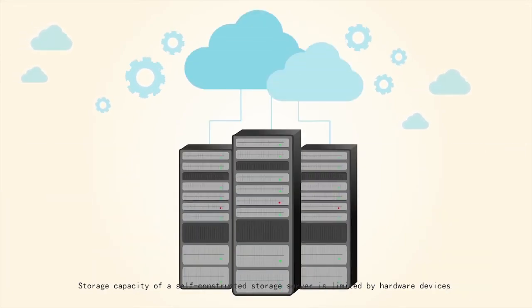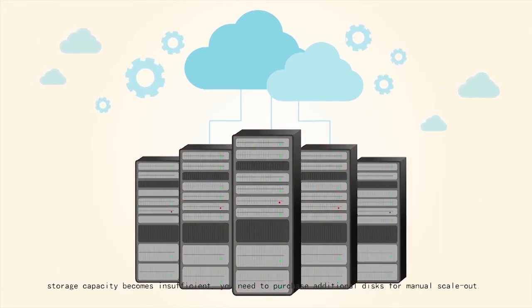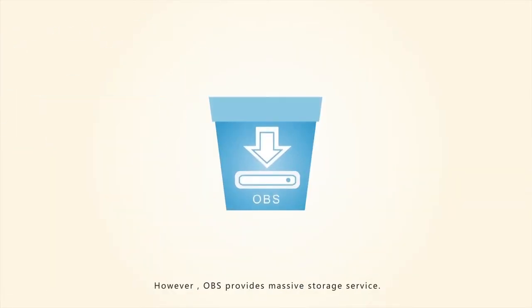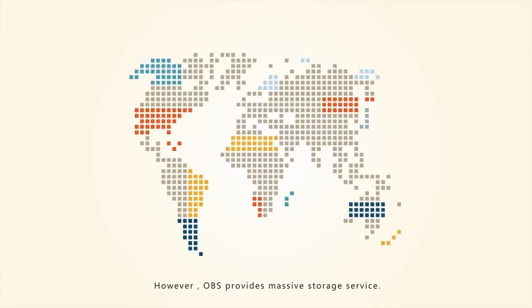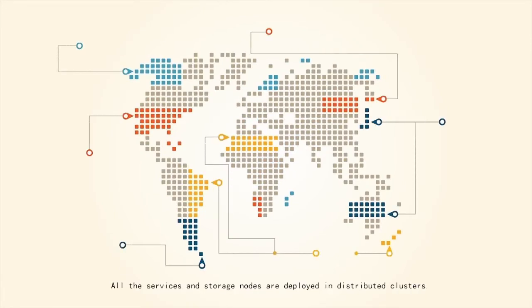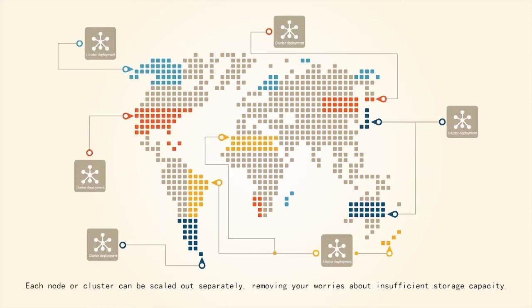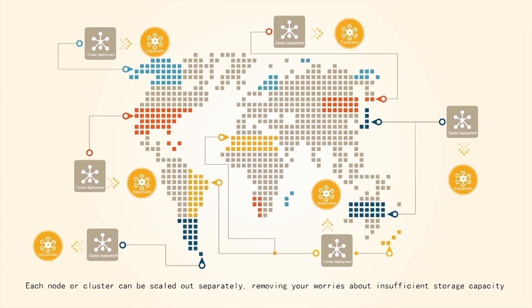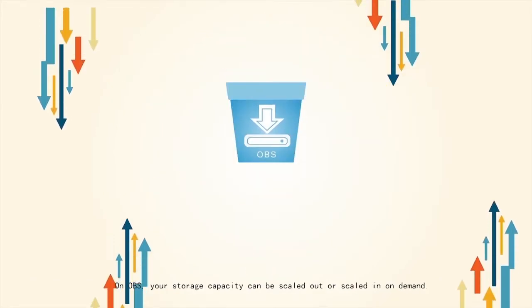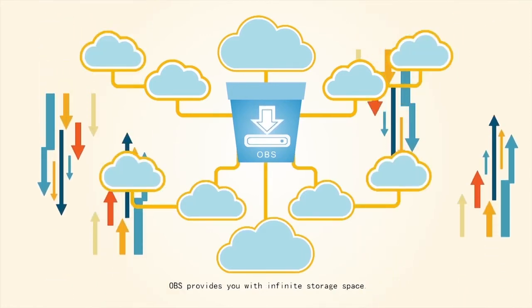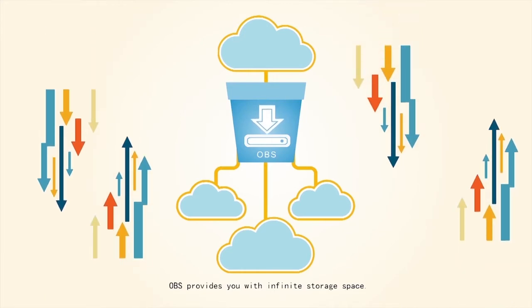Storage capacity of a self-constructed storage server is limited by hardware devices. If the storage capacity becomes insufficient, you need to purchase additional disks for manual scale-out. However, OBS provides massive storage service. All the services and storage nodes are deployed in distributed clusters. Each node or cluster can be scaled out separately, removing your worries about insufficient storage capacity. On OBS, your storage capacity can be scaled out or scaled in on demand. OBS provides you with infinite storage space.